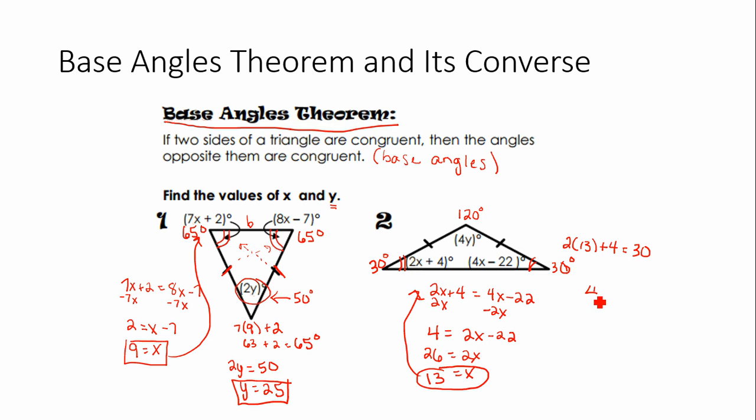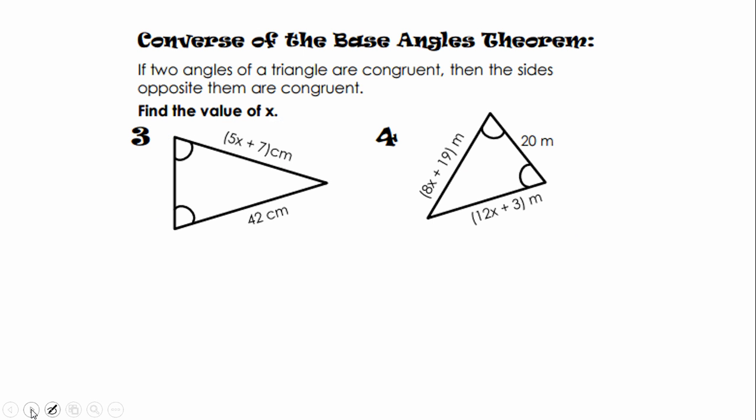So if I set 4y equal to the 120, divide by 4, y would be 30 degrees. Okay, so solving for x and y in these types of triangles involves us knowing which angles are congruent. Let's look at the converse. The converse says, what if you know that the two angles of the triangle are congruent? Well, the same relationship follows. If the two angles of a triangle are congruent, then the sides opposite them will be congruent.